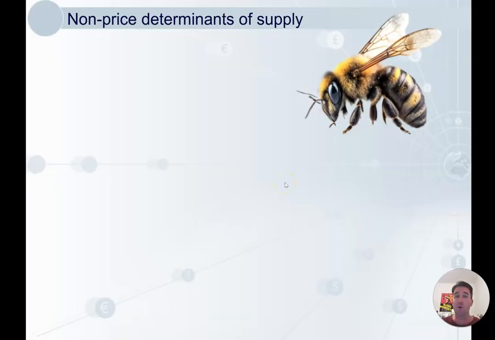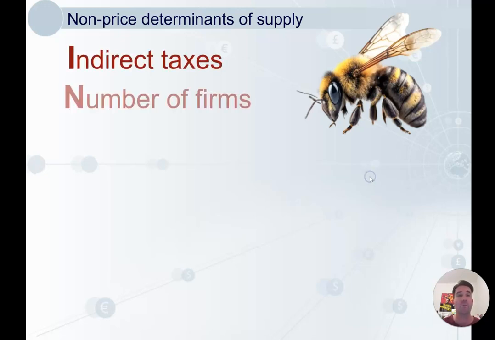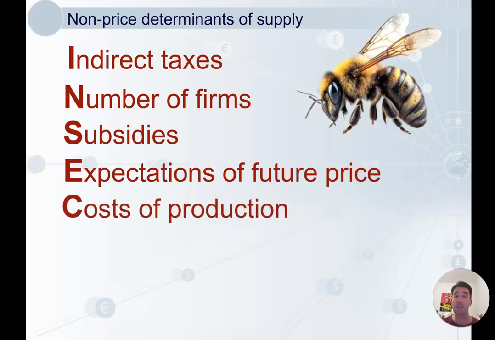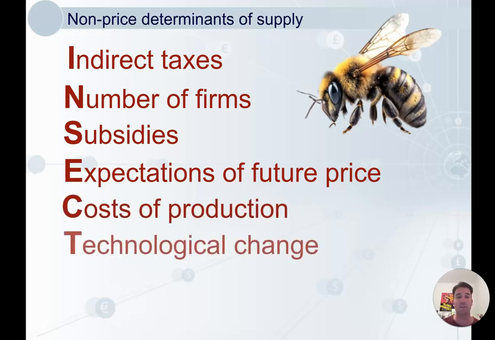Okay, we have our non-price determinants of supply. So again, we've got a little word that helps you remember the different non-price determinants. The word we have is INSECTS. So I suggest you take this down as a bit of a summary, a way to remember these. So: indirect taxes, number of firms, subsidies, expectations of future price, costs of production, technological change, and shocks.